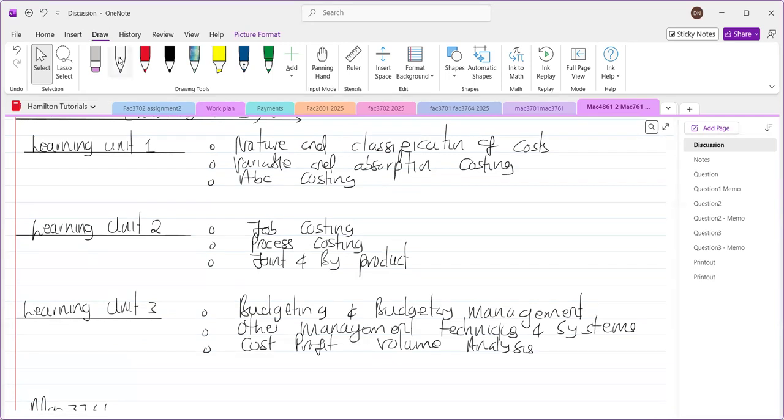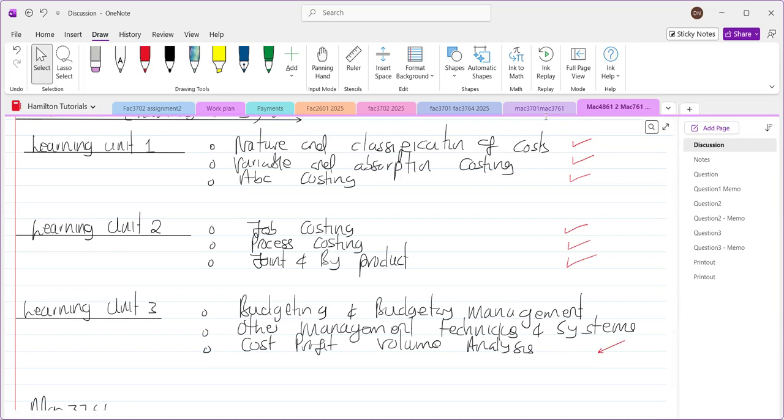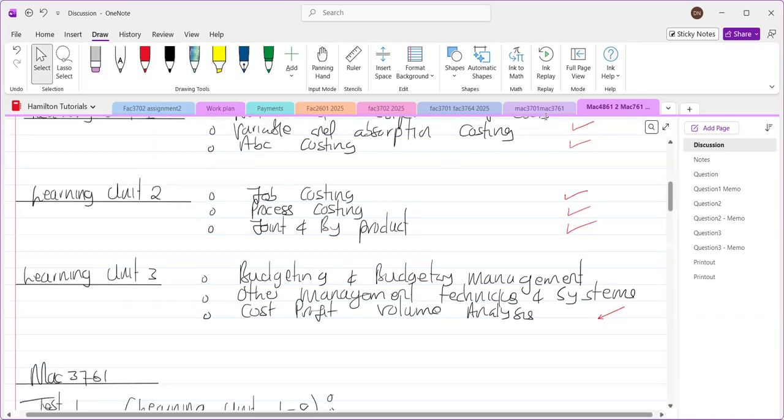Right, in which case we then have nature and classification of cost. We have variable and absorption costing. We have APC costing in learning unit number one. Learning unit number two will be job costing, process costing, joint and byproduct. And then we end with learning unit three with the most important thing there being cost profit volume analysis. So these are the topics that you should be concerned about. Remember, as long as the material is consistent from 2025, still looking at 2025 info here.